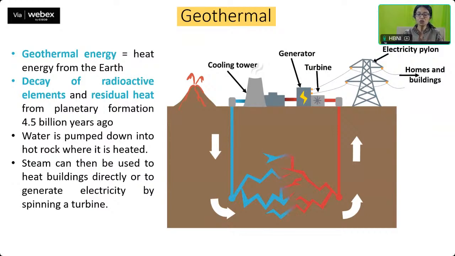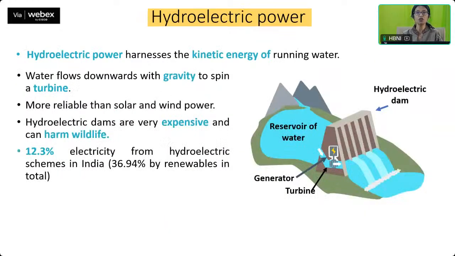So what you do is you locate these kinds of areas and then you pump down water into the hot rock, where this water gets heated up, and ultimately this hot water gives you the steam, which goes to the turbine and the generator. By movement of this turbine and generator, what you get is electricity, and this is uploaded into the grid. So this is how geothermal energy is used. This is a renewable form of energy, of course.